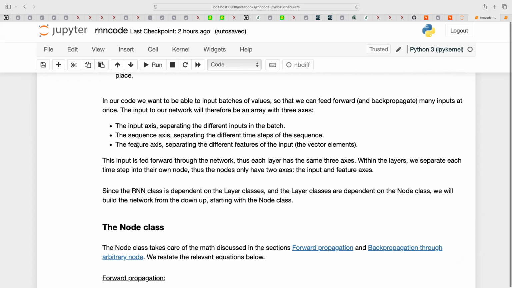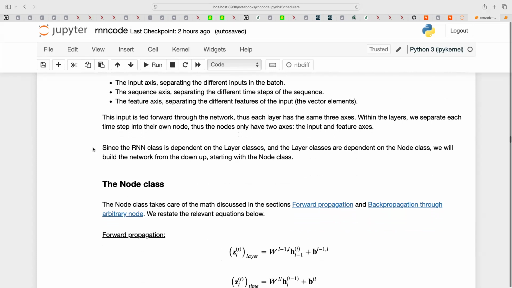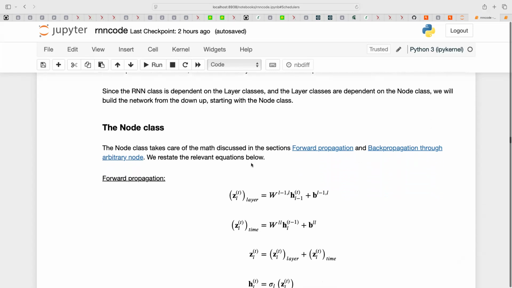But this could then be the features, the feature axis. We would have 3 features in the input, and that separates different inputs, and then you could do this at different time steps. So this is a typical way by which you could structure your data. And since the RNN class is dependent on the layer classes, and the layer class is dependent on the node class, we will build a network from the bottom up. So this is a bottom-up type of approach, starting with the node class.